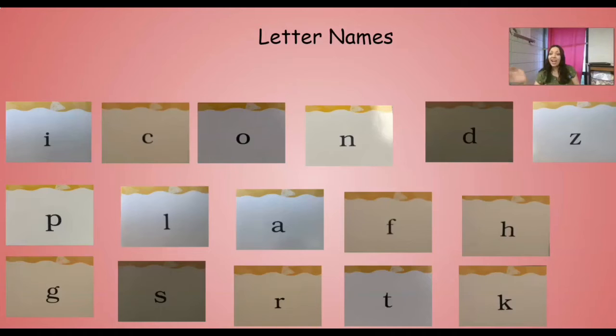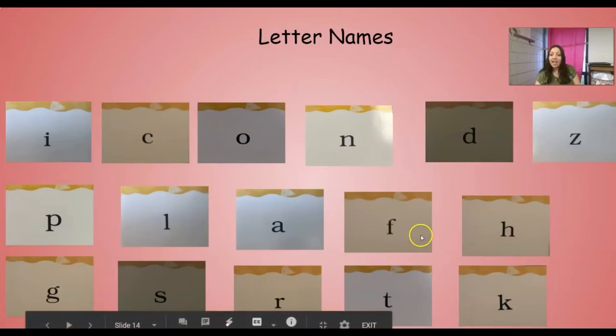All right, so now we have added a new letter, and I kind of mixed up the letters a little bit so that you couldn't just memorize them in order. So let's go ahead and say them. We have I, C, O, N, D, Z, P, L, A, F, H, G, S, R, T, and K.